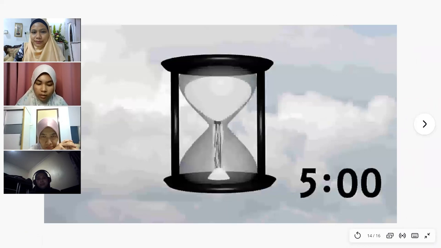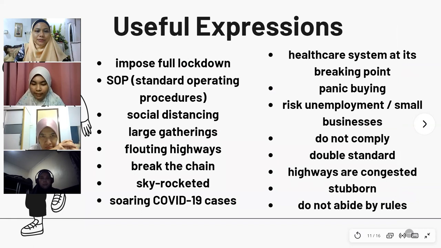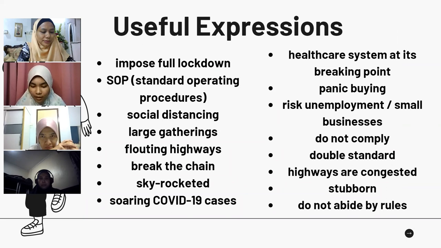Okay, so it is a soaring number of cases in Malaysia. So from my point of view, I think it is Rakyat Gagal. Obviously, it is Rakyat Gagal because rakyat shouldn't be pointing their finger to the government and just blame the government, because they should follow the SOP and stop being selfish. They should stop risking other people and should stop thinking about themselves only. So how about you? What do you think?